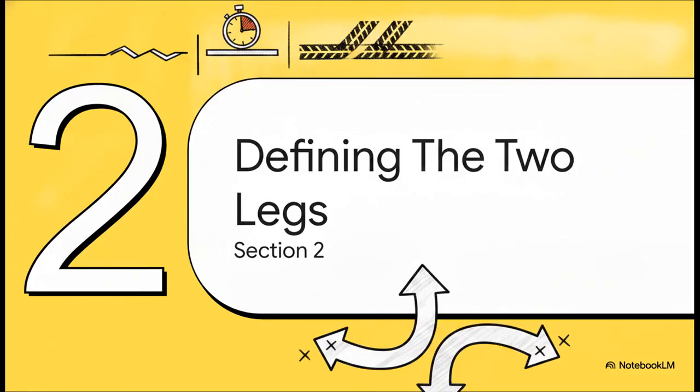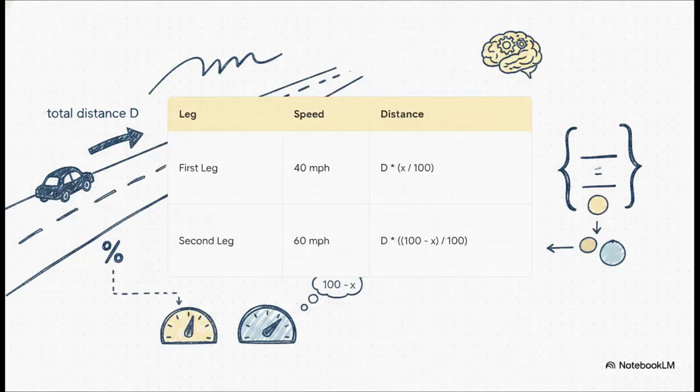Moving right along to section 2, defining the two legs. The crucial thing here is we literally can't find the total without first breaking the journey into its two distinct parts. So this table kind of structures the chaos from that scratch pad we just saw. We define our total distance as d. The first leg covers x% of d at 40 miles per hour, and the second leg covers the remainder at 60 miles per hour. Let's look really closely at how we actually write that out mathematically.